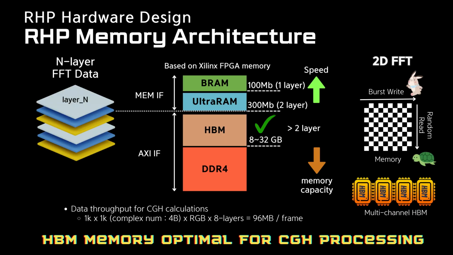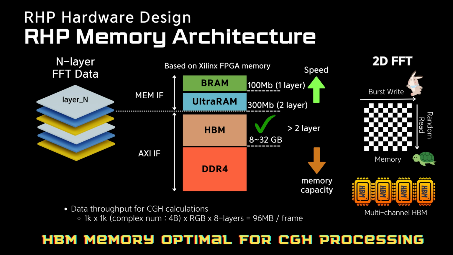RHP's memory handling is the most important hardware part. When performing 2D FFT, the row-wise FFT result is stored in memory, and then the column-wise FFT is performed. As the FFT size and number of layers increase, the memory to be processed per frame increases. As shown in the figure, memory capacity and speed in FPGA are inversely proportional. To store 2 or more layers of row FFT, HBM and DDR4 memory are required.